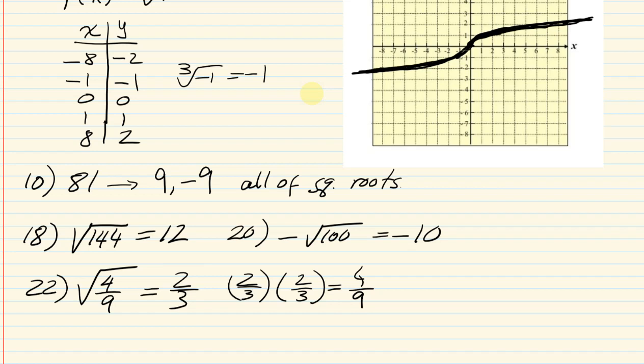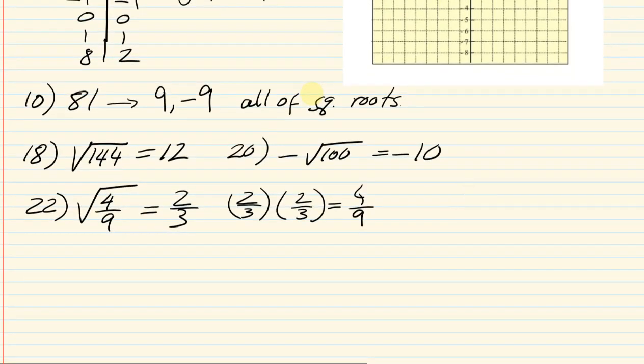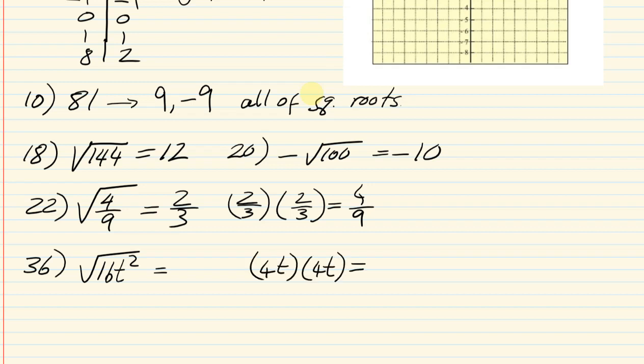Now, let's take a look at another example. In this example, let's take a look at number 36. Now, in number 36, we're given square root of 16t squared. The question reads simplify, and we're told further that variables may represent any real number. Because t could be any real number, if I just say, well, that's 4t times 4t, isn't it? 16t squared. So the answer is 4t.